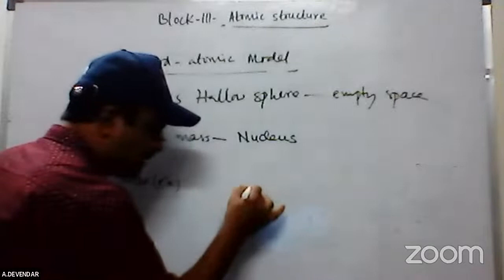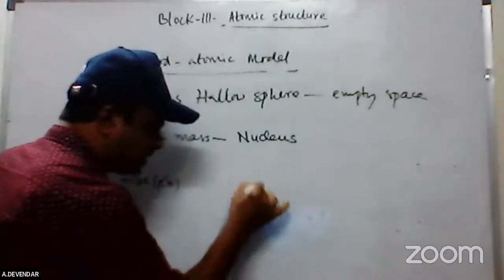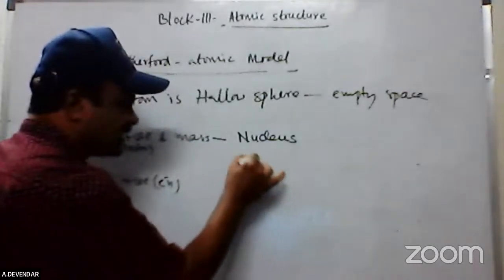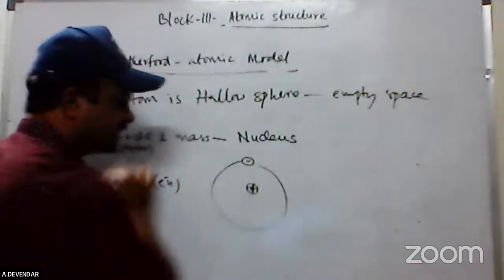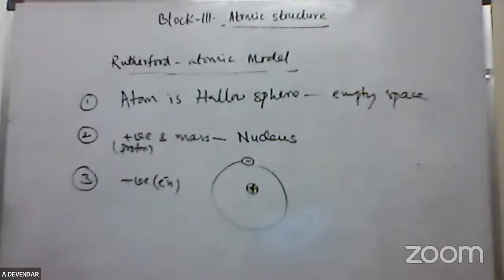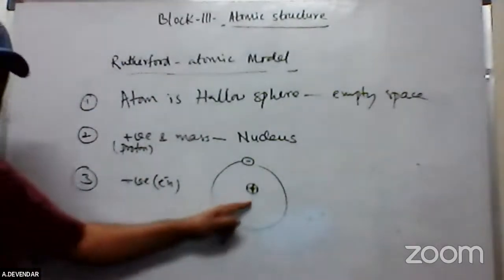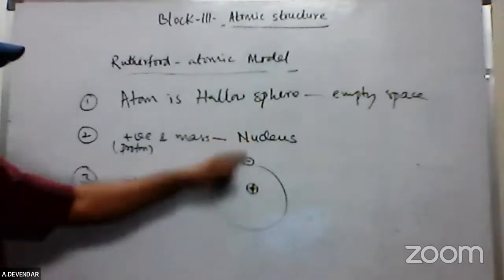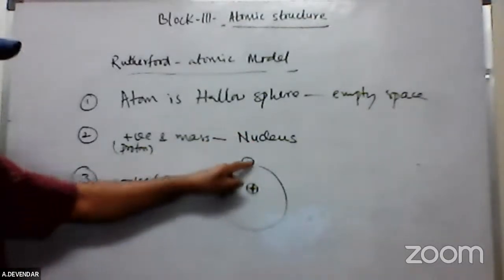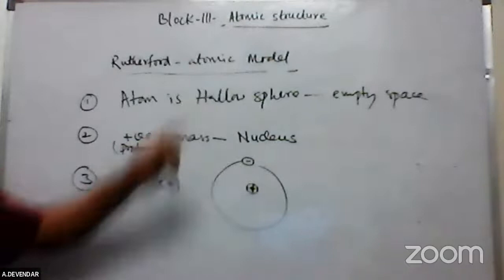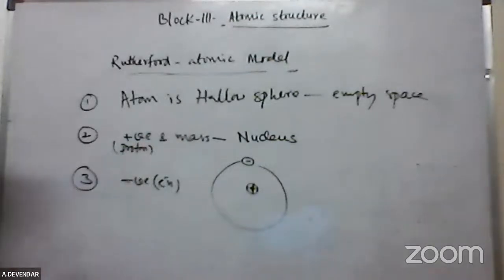That means there is a positive charge here at the center, and here the electron is revolving like this. The electron is at a far distance from the nucleus. The electron is revolving around the nucleus with very high velocity. He made this as the atomic model.